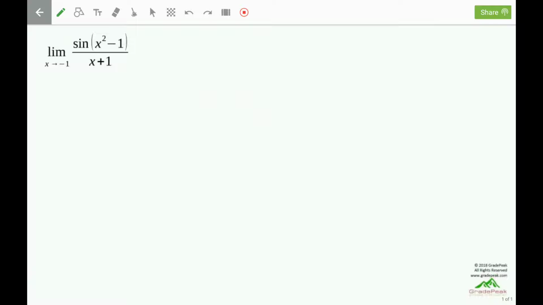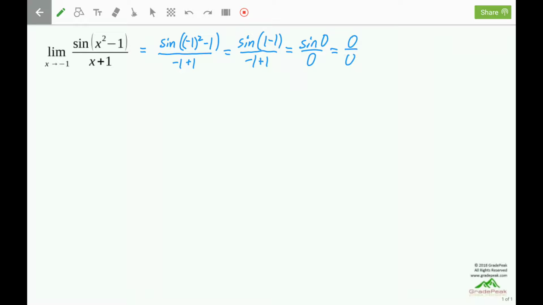Limit as x goes to -1 of the sine of x squared minus 1 over x plus 1. The first thing we're going to do is try plugging -1 in for the x's. That'll give us the sine of -1 squared minus 1 divided by -1 plus 1, which is the sine of -1 squared is +1 minus 1 over -1 plus 1. 1 minus 1 is a 0, so we have the sine of 0, -1 plus 1 is a 0, and the sine of 0 is a 0, so we have the 0 over 0 indeterminate form.